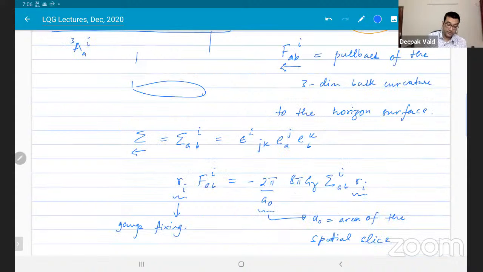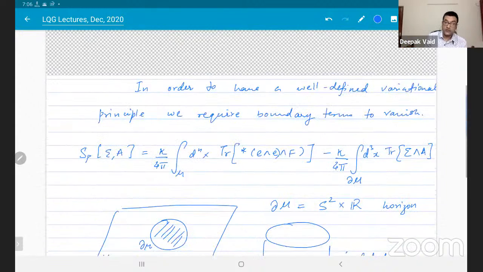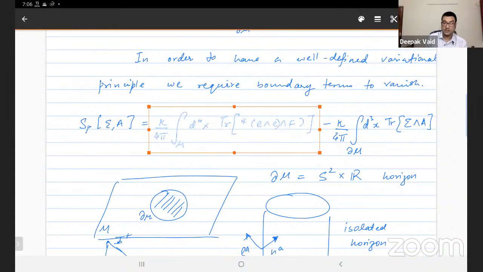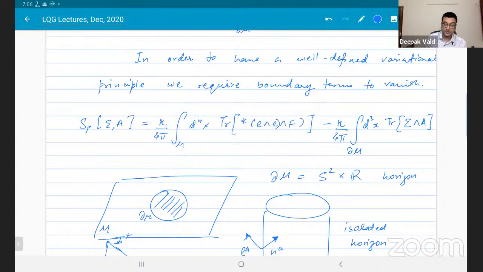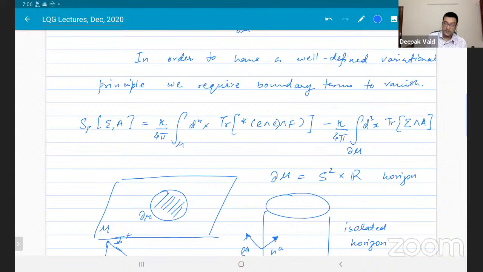Now we go back to the Palatini action in the presence of a boundary. Now you remember that this is what happens. This is your bulk Palatini action, your four-dimensional action, and this is your boundary counter term which you have to add in order to get a well-defined variational principle, right? And this is defined on the inner boundary, right?